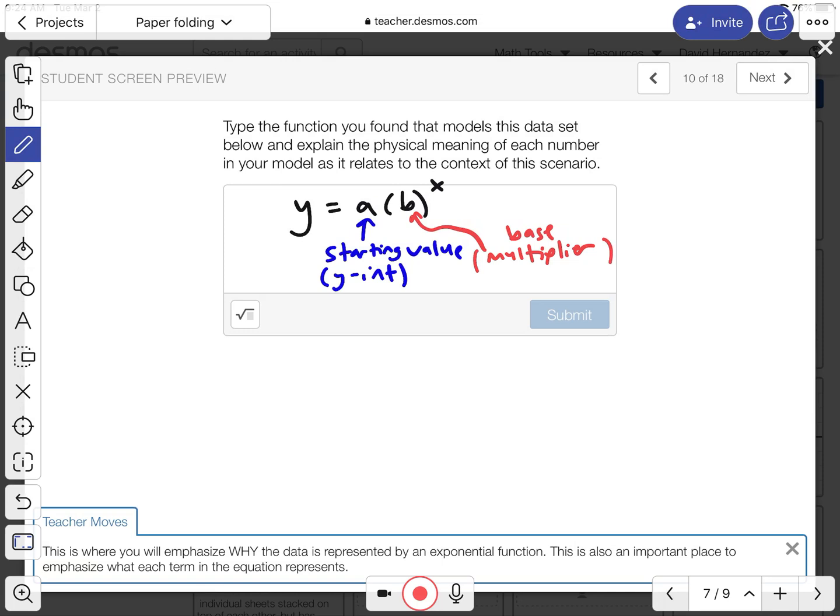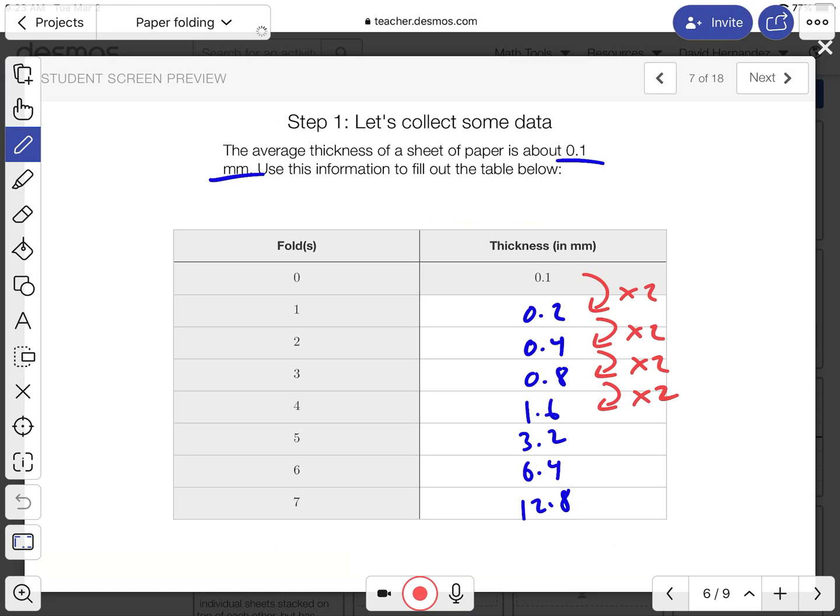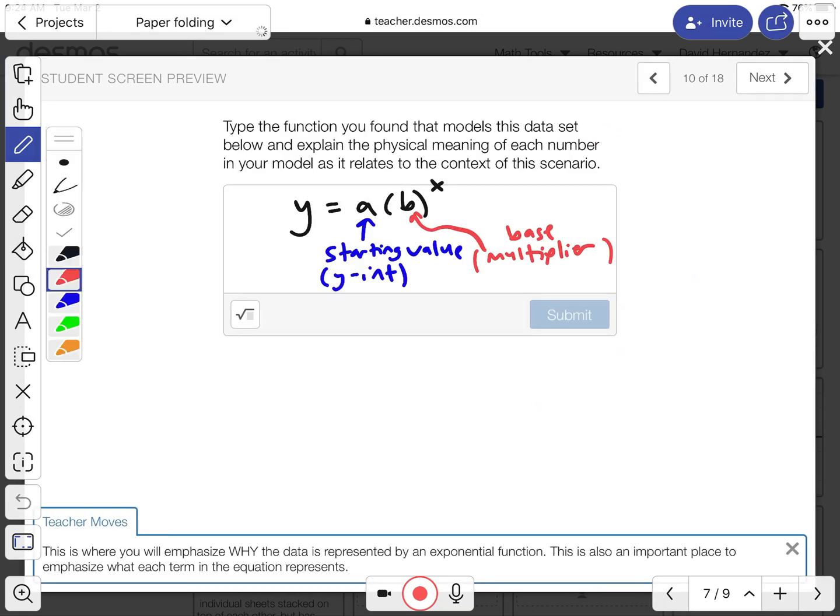Okay, so our starting value is going to be 0.1, and our multiplier is going to be times 2. So let's go ahead and replace each of these letters. There's going to be 0.1, and then this will be 2 because it's doubling.